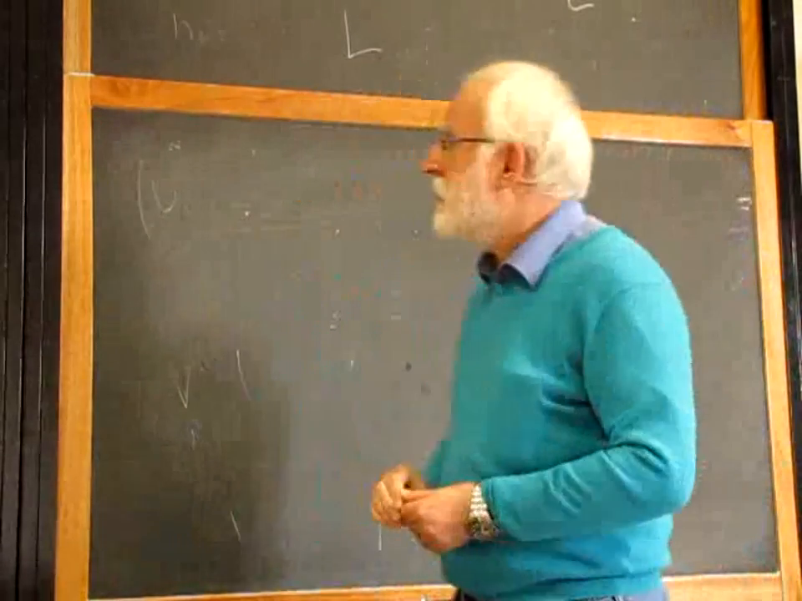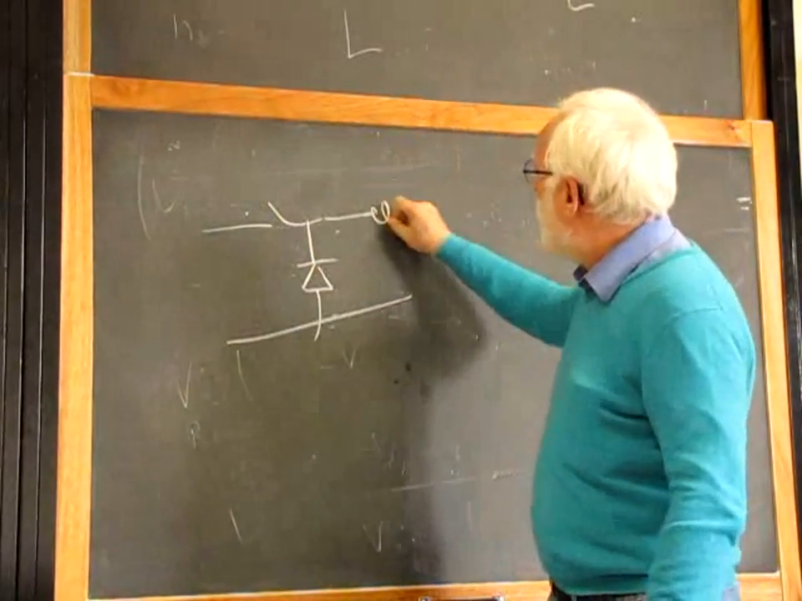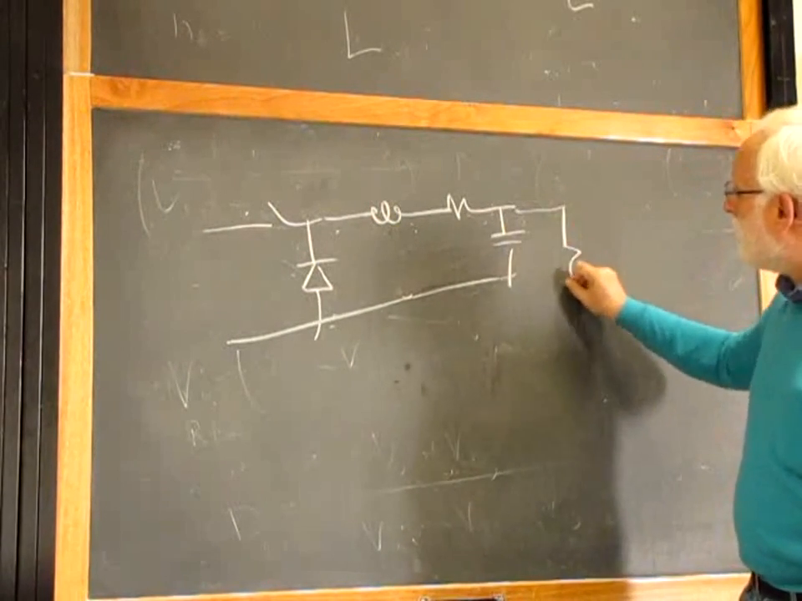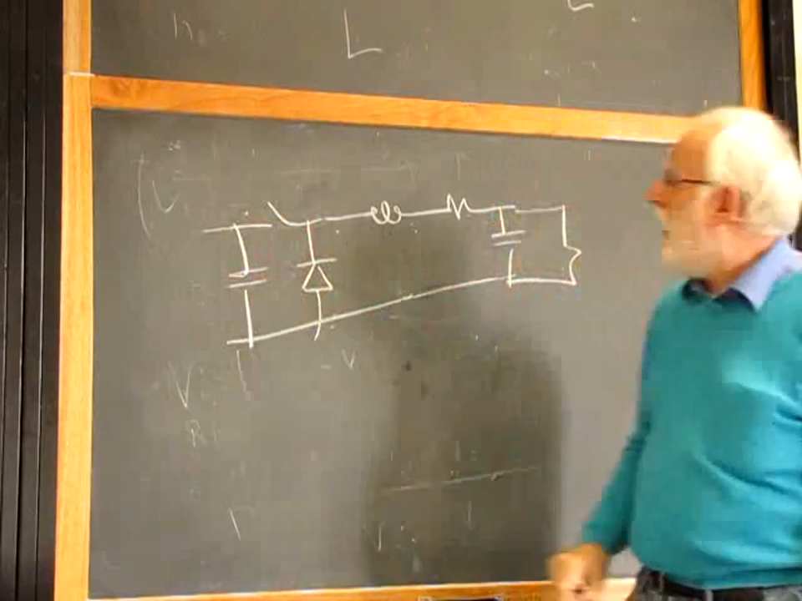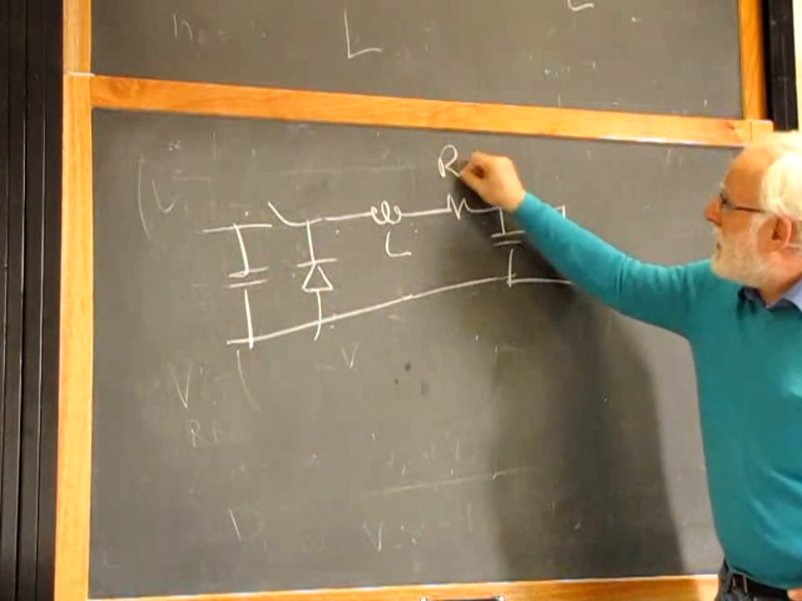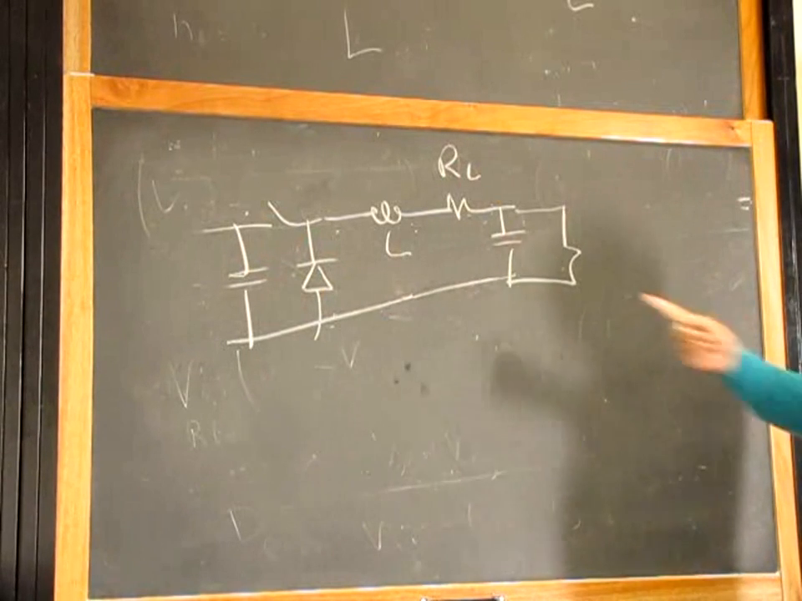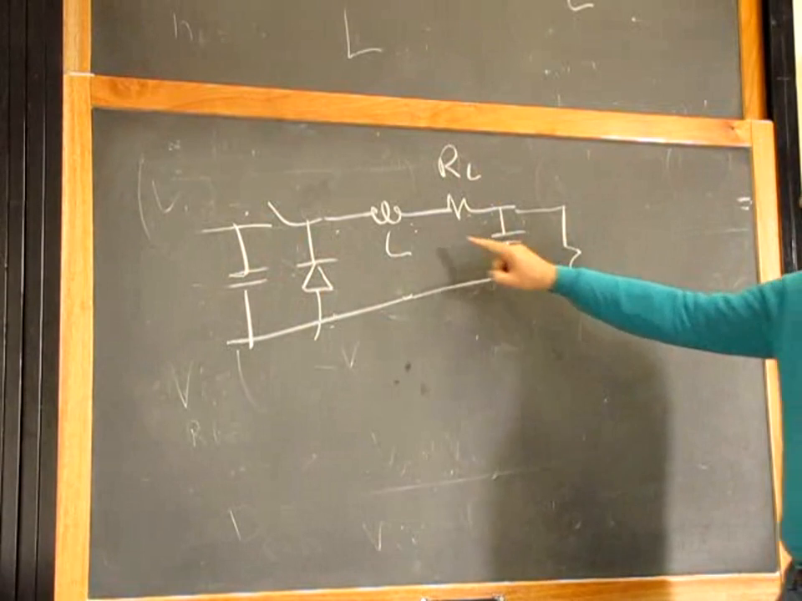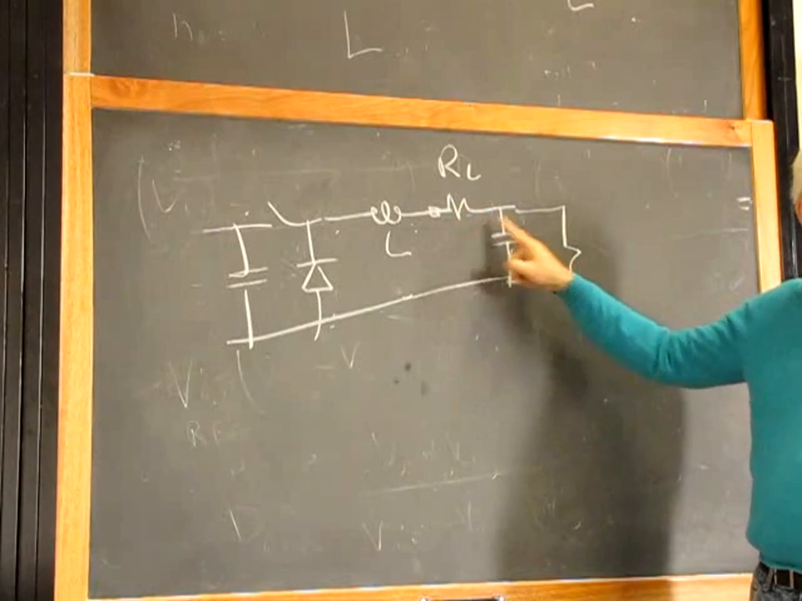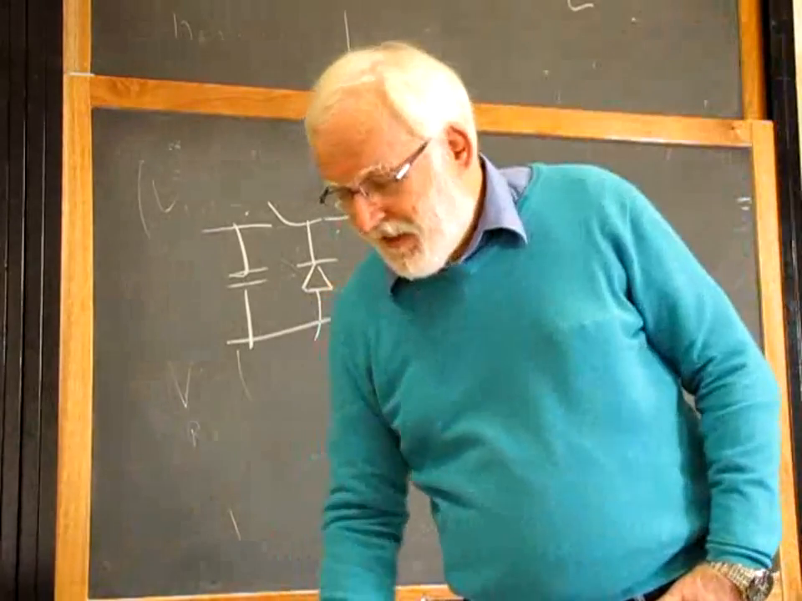Oh, by the way, in your buck converter you also add the fact that your inductor has a series resistance. This is L, this is R of the wire. It's not too large, but there is some. What happens is that the output current also flows through this resistance and makes a voltage drop. So your output voltage will be less than you expect, and so on, etc.